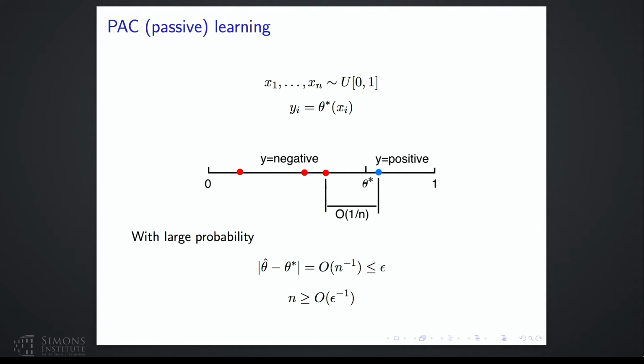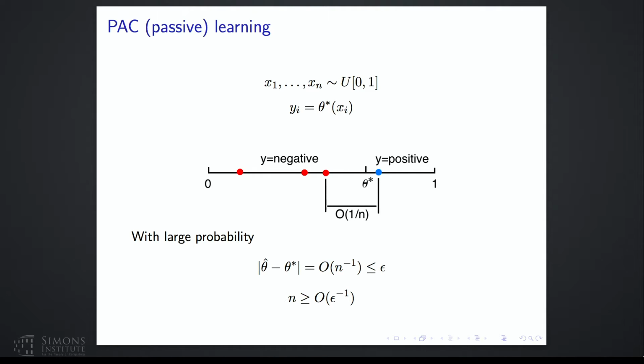The first one is simple. It's just passive learning, where the teacher would simply sample a bunch of n items, IID, say uniform on 0, 1, and label them according to theta star. So let's assume it's noiseless. The label is always correct with respect to theta star. Now, if you are the learner, you get a batch of n IID samples. We know what will happen. Since it's noiseless, the true theta star must be in the interval between the innermost positive and negative items.